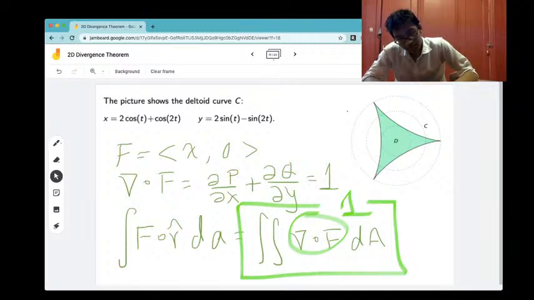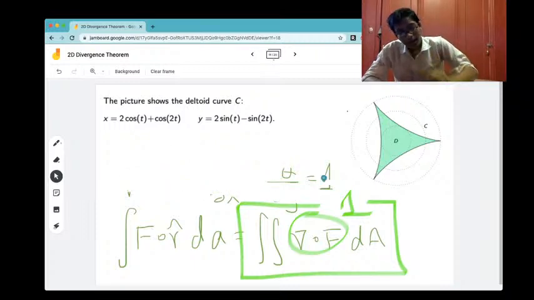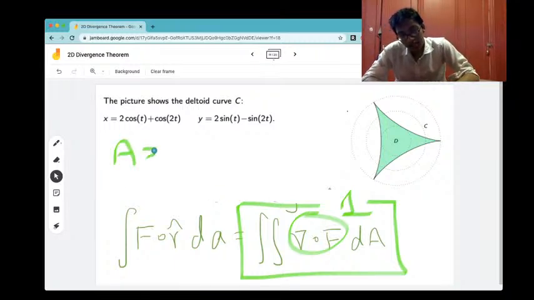So continuing in that vein, what I can say is the area of my deltoid is going to be equal to the line integral. So basically I need to find what? F and R. I already know what. Do I know what F is? Yeah, I know that F is, I self-defined F as 1, 0, and I know what R is, right?